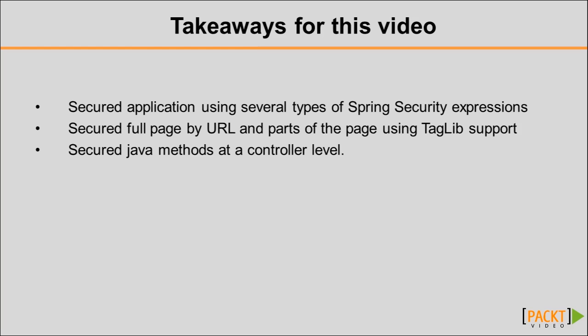Throughout this section, we used in practice several types of Spring expressions to secure our application. We started by securing a full page by its URL. We then secured parts of the page using the taglib support that Spring Security provides. And finally, we secured Java methods at the controller level.